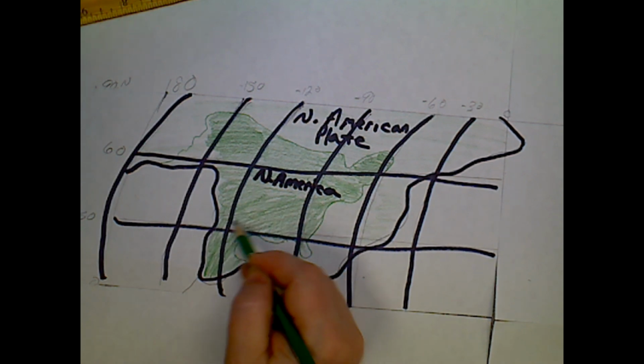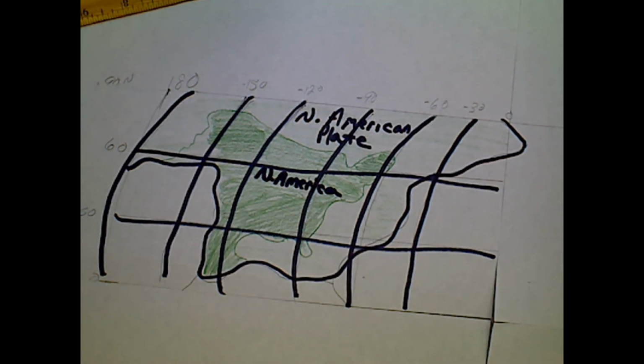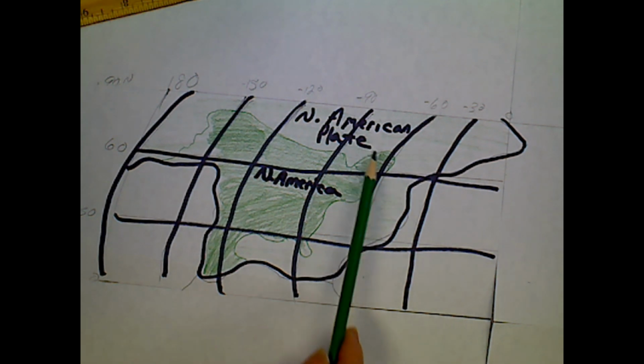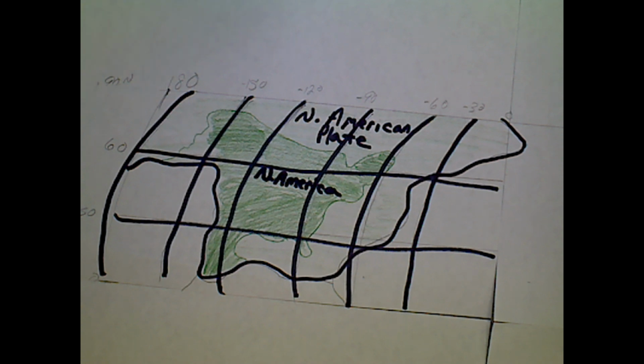As you can see from my North America shape, you're going to keep doing this. You're going to do all of your plates, all of your continents. Make sure you label the plate and the continent and do this for the whole map. I'm going to put an image of my finished map in here so you can see what it looks like.